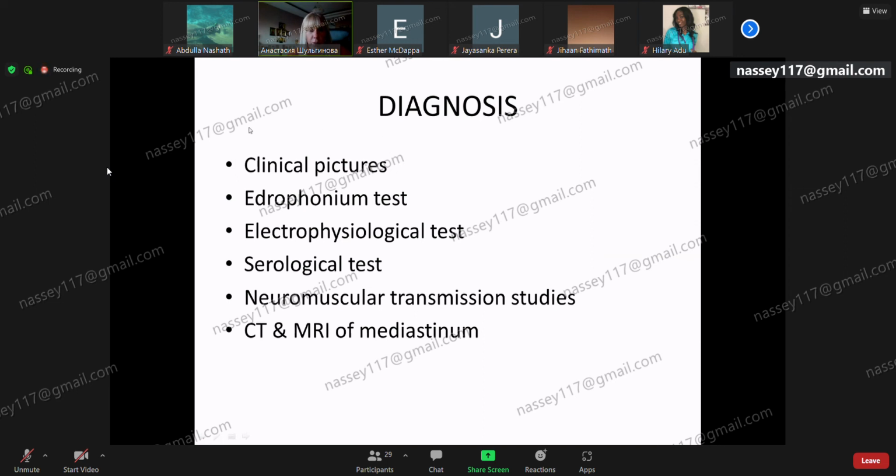Diagnosis, clinical picture. Then edrophonium test, edrophonium, an anticholinesterase drug. Then electrophysiological test, electroneuromyography. Serological test, level of the antibodies. CT scan and MRI. CT scan is much more informative here for the mediastinum. This is to prove the risk of thymoma. A neuromuscular transmission study, this is the same electrophysiological test, a variation of electroneuromyography.